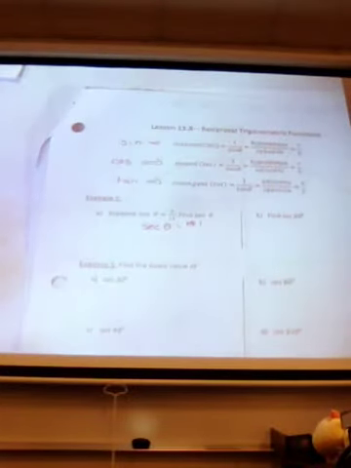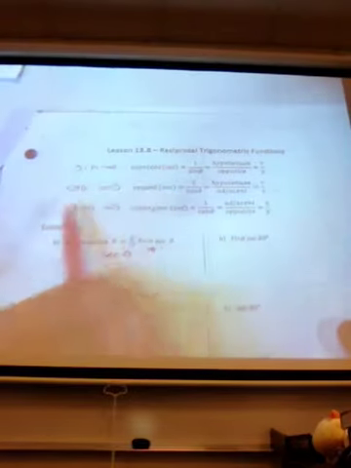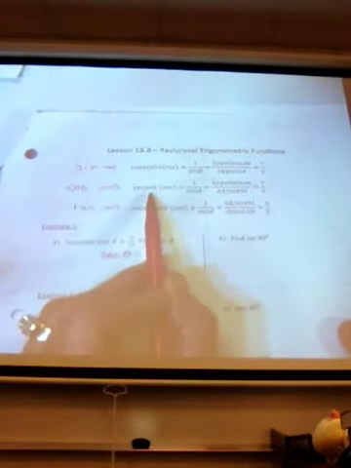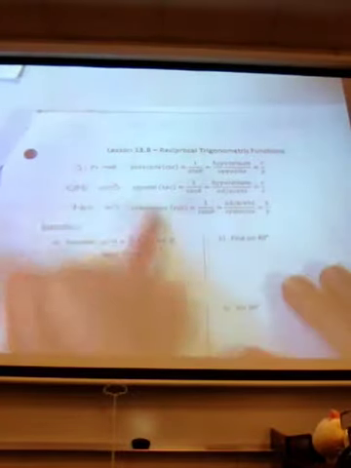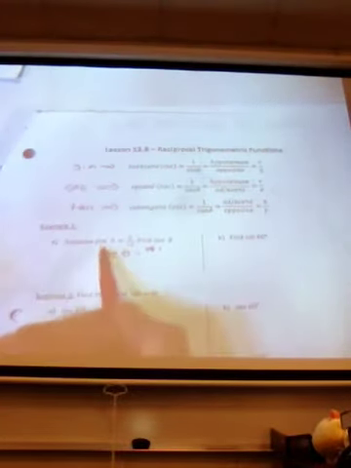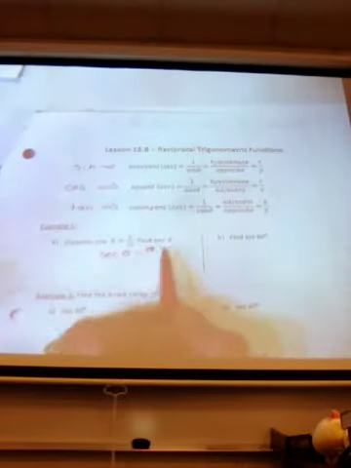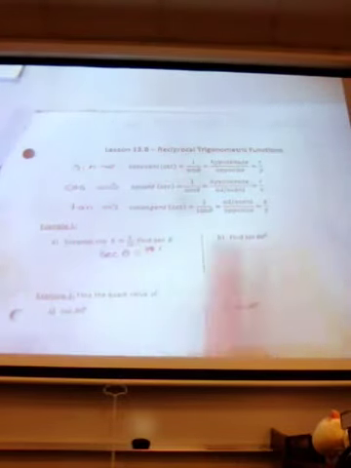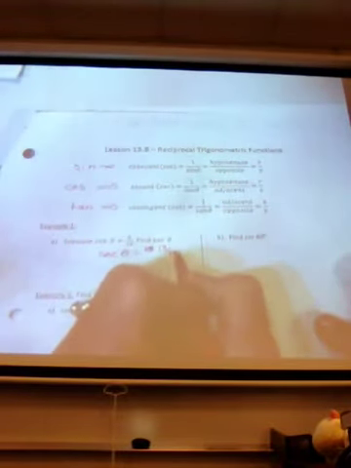Okay, so here we are on 13/8. Sine is the reciprocal of cosecant, cosine is the reciprocal of secant, tangent is the reciprocal of cotangent, or these are the reciprocals of that, I should say. So here we're given cosine is 5/13, so find the secant.